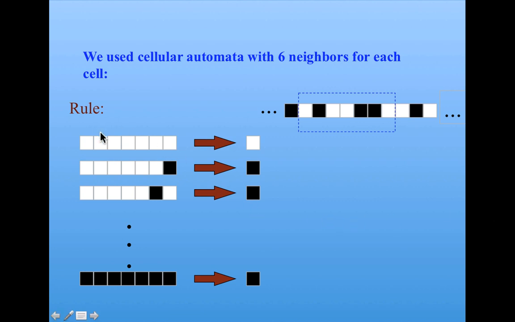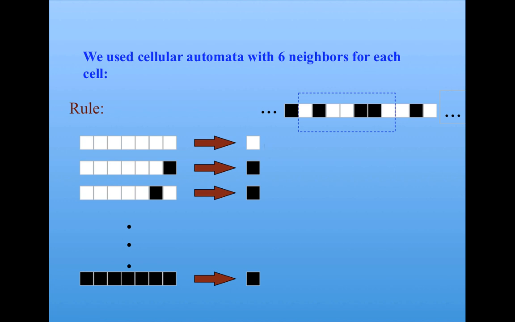The rule table for this kind of cellular automata gives all the possible configurations of neighborhoods of 7 cells and specifies for each configuration what the update state should be of the center cell at the next time step.